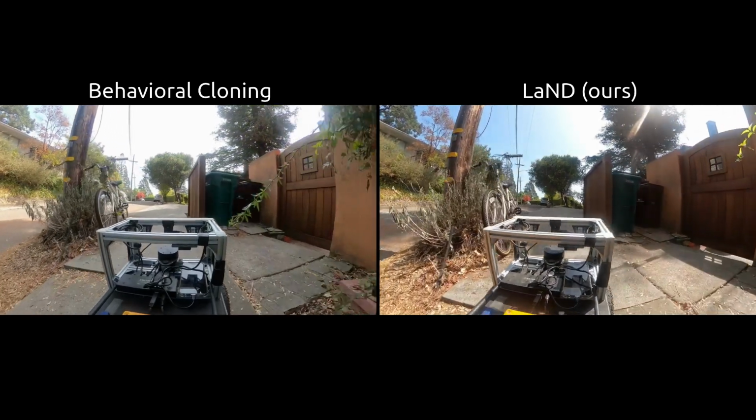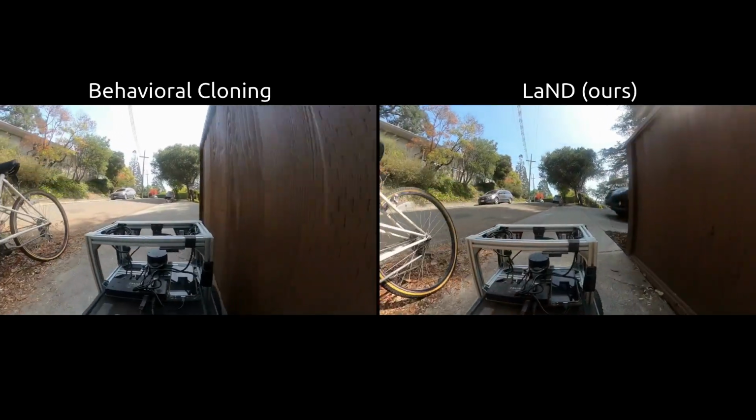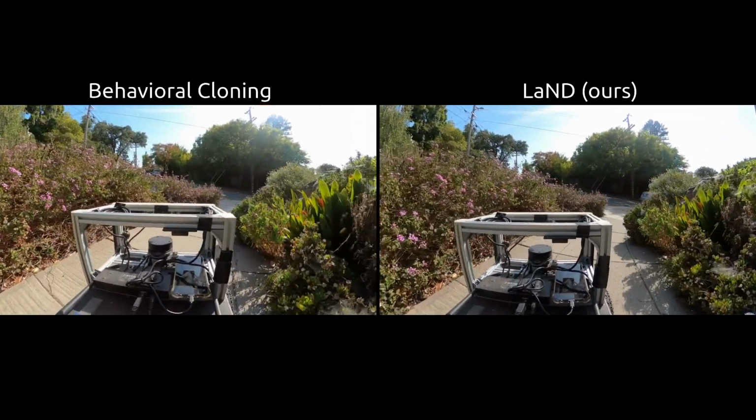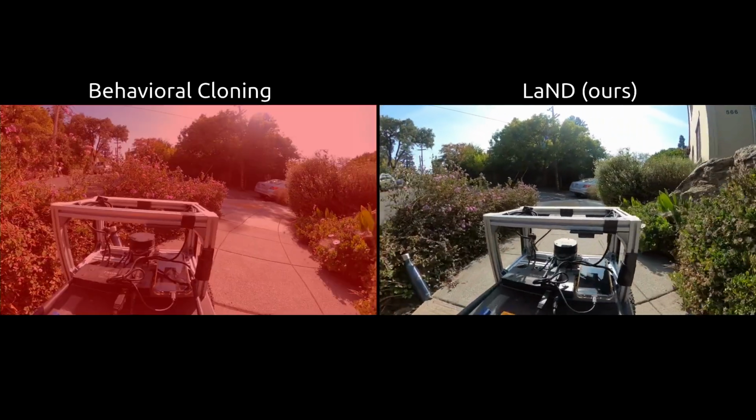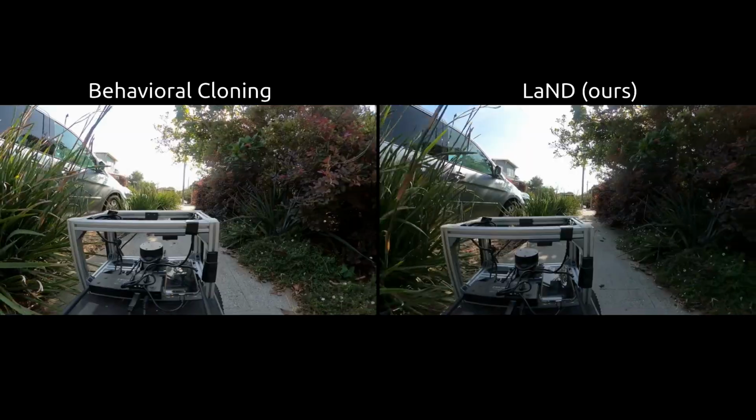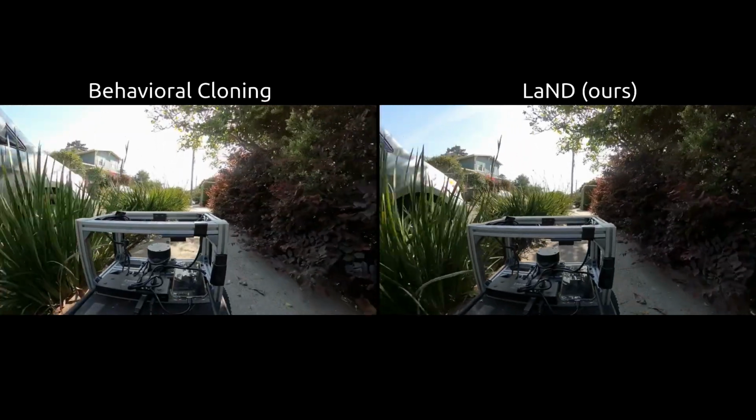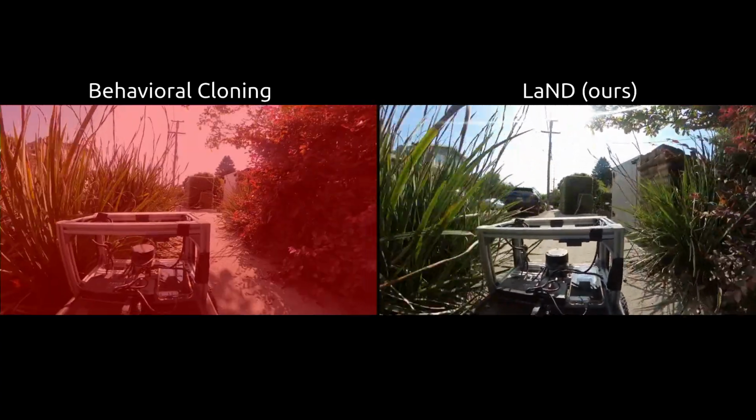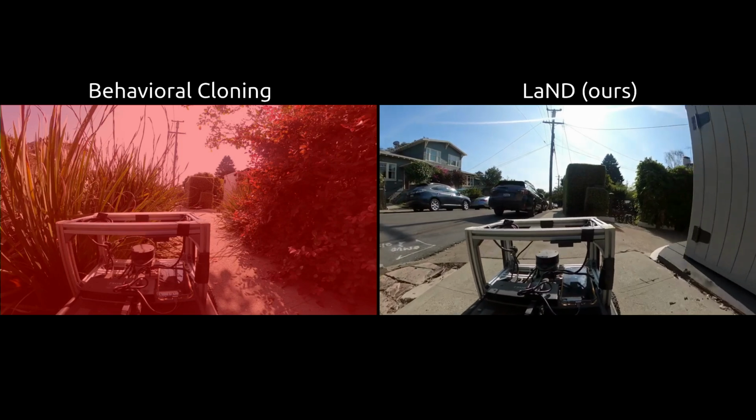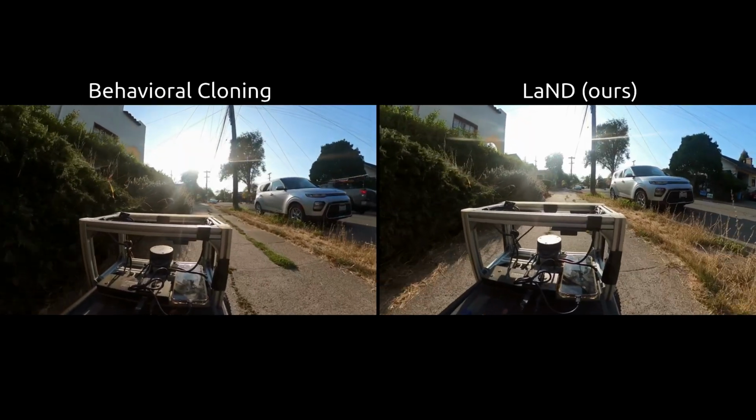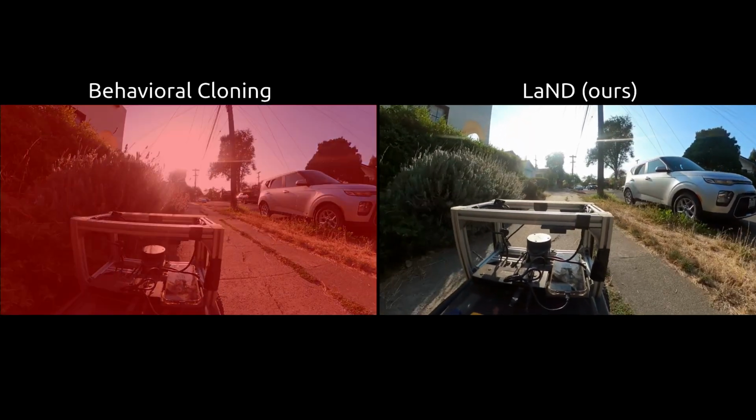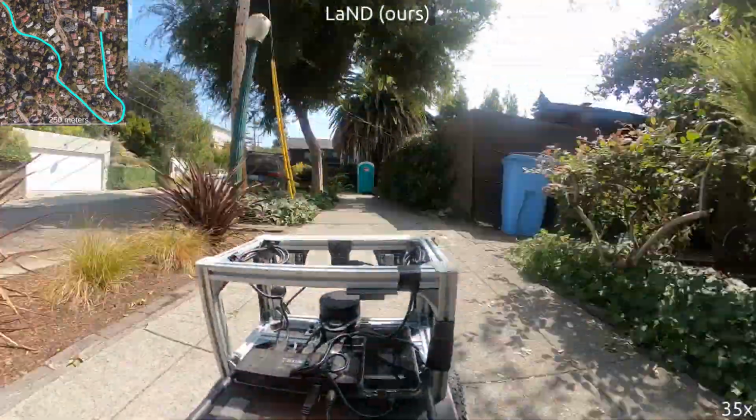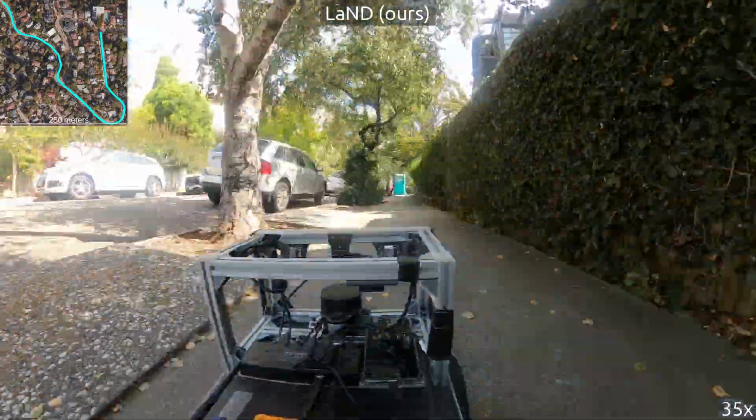Here, we show examples of our approach successfully navigating near a parked bicycle, a sharp turn, near dense foliage, and in sun glare, while the behavioral cloning policy fails. Now we show our approach navigating the full 2.3 kilometers of sidewalks.